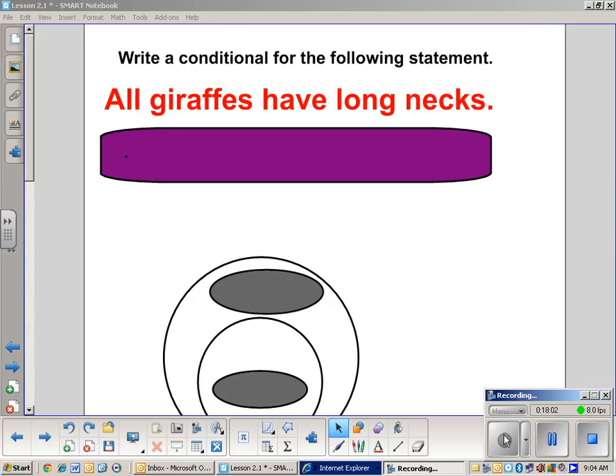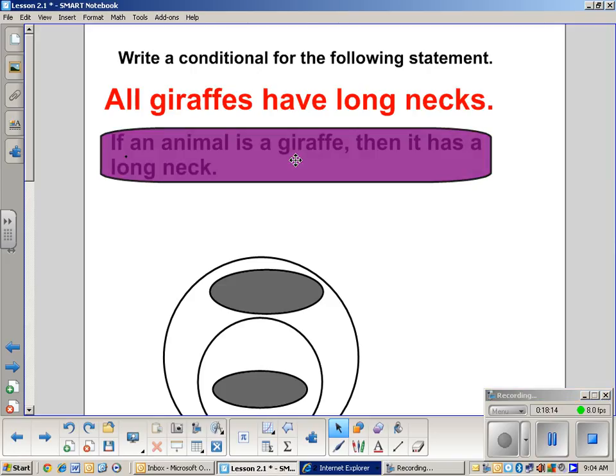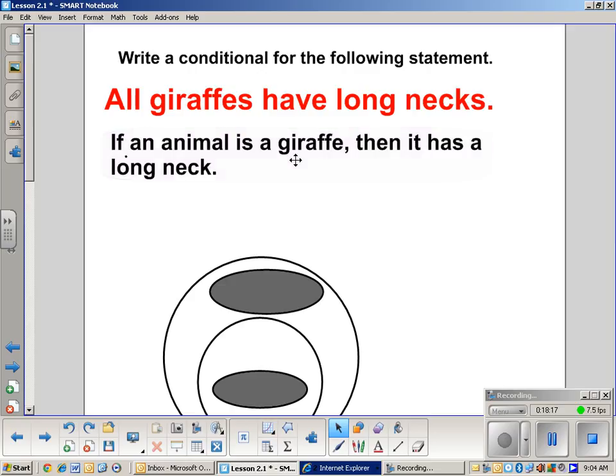In this case, the key here is we're talking about giraffes. And then what has to be true because it's a giraffe? It has to have a long neck. So the proper way of writing this as a conditional would be to say if an animal is a giraffe, then it has a long neck.